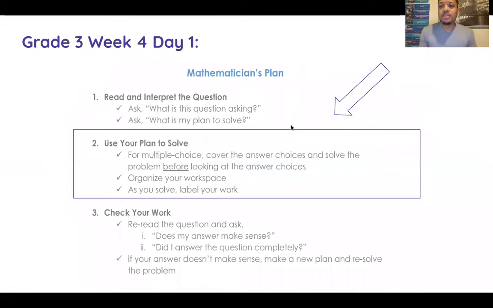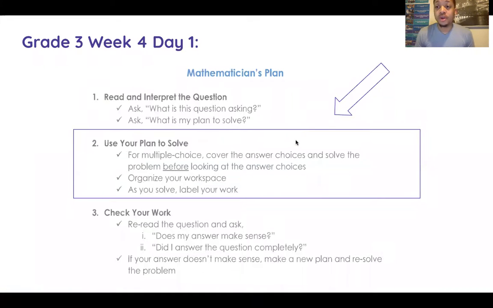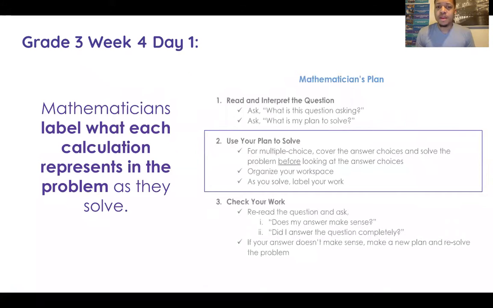All right, so I'm so excited that you unpaused me, Rocketeer. Today we are focusing still, week 4, day 1, on making a plan. Mathematicians make a plan just so they know exactly what they're solving for. So let's dive into it. Mathematicians label what each calculation represents in the problem as they solve. And repeat that. Mathematicians label what each calculation represents in the problem as they solve.